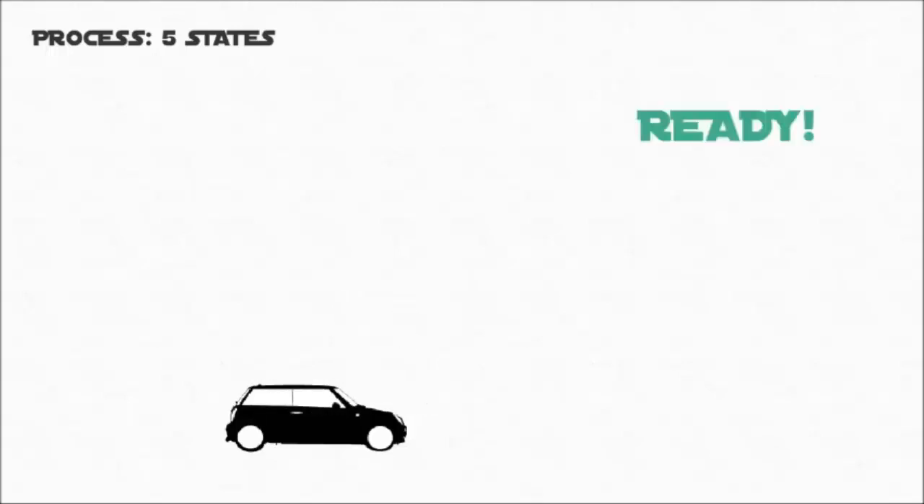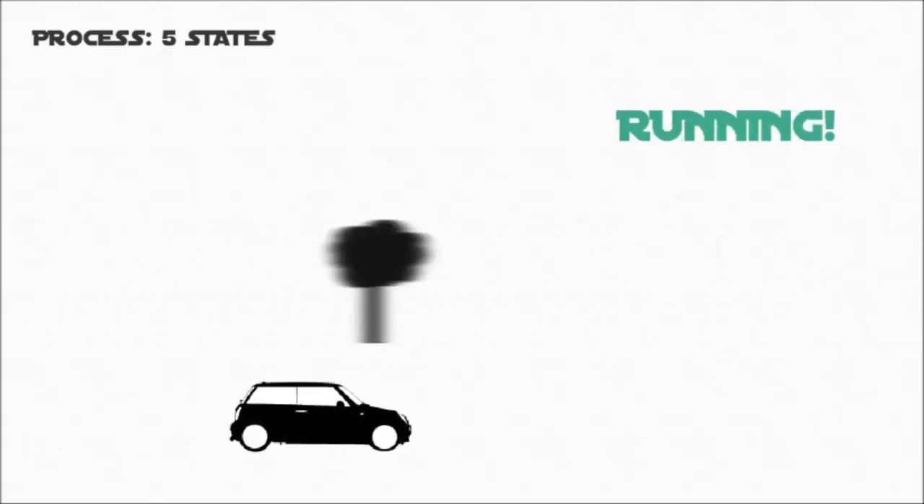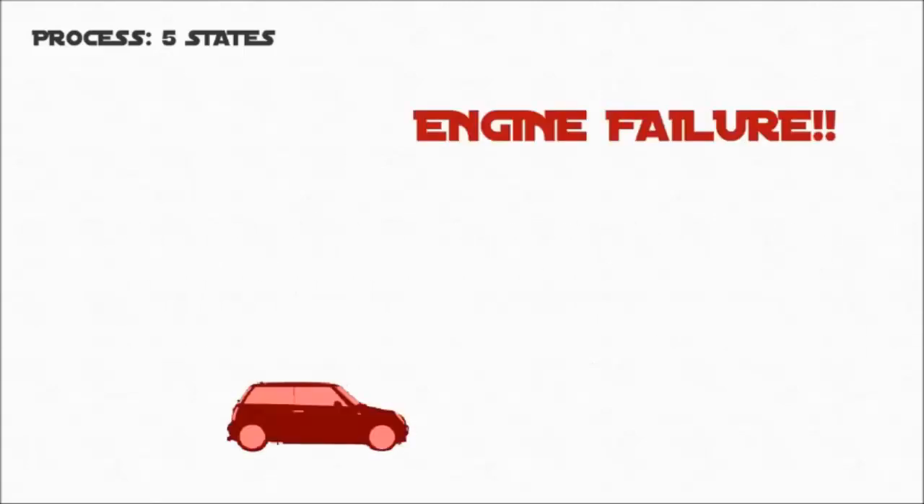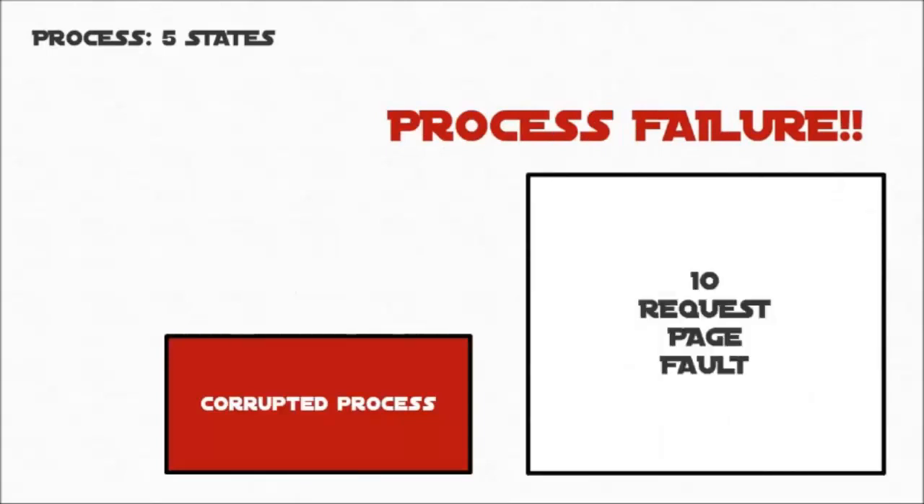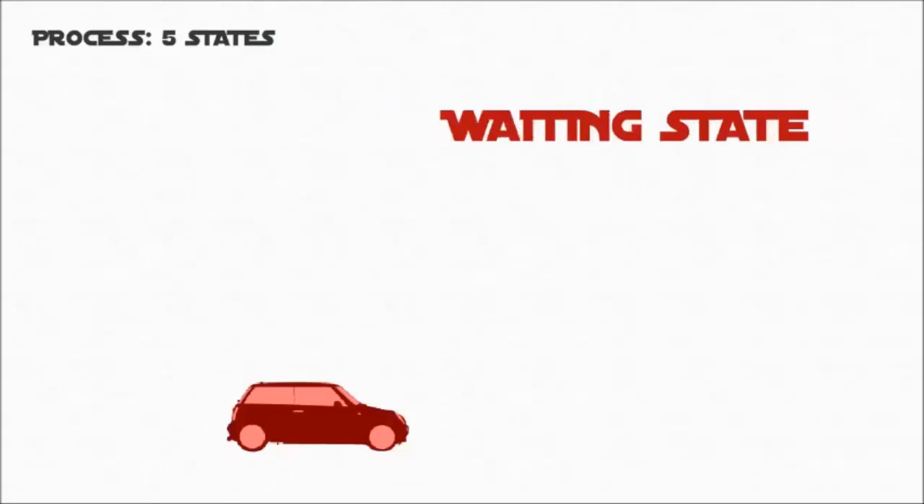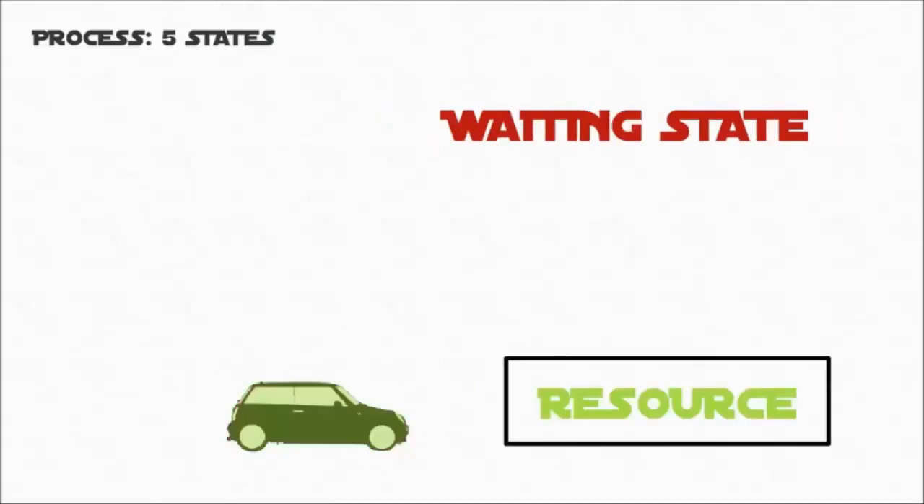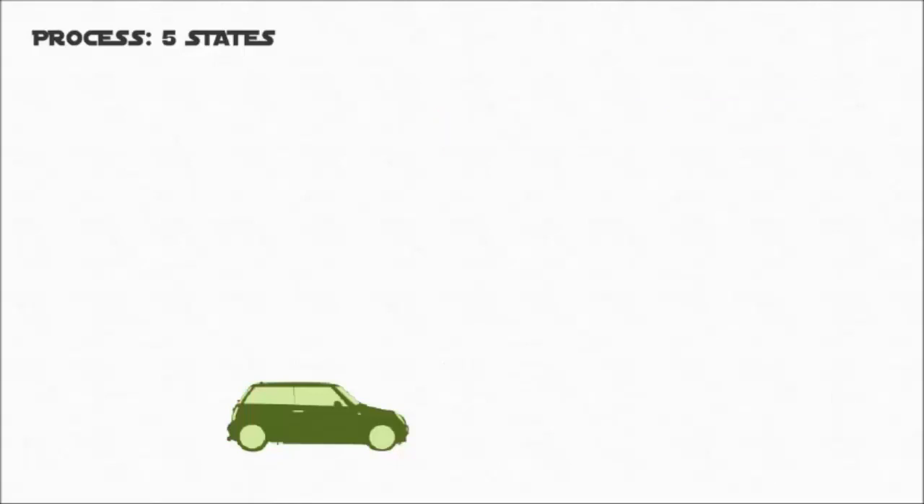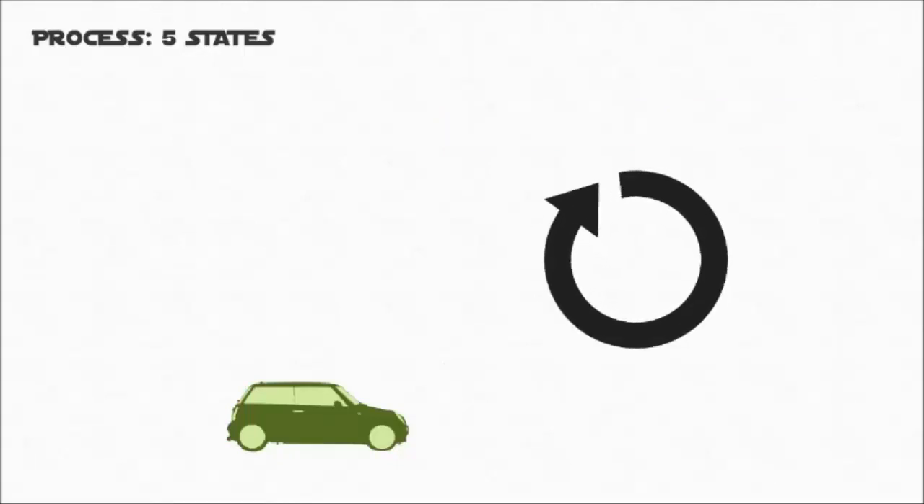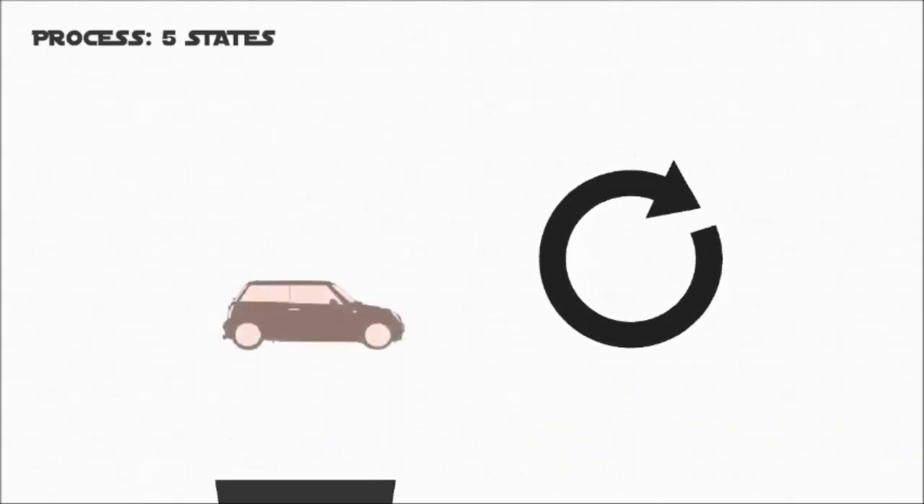Returning to ready state, if it is okay to run again, it goes back into running state, but what if there is engine failure? In that case, an IO request page fault is presented, and the car is put in waiting state until it has found the correct resource, or a part, so that it can continue to run. This will loop constantly until the process has either completed or failed, where it is then put into finishing state.